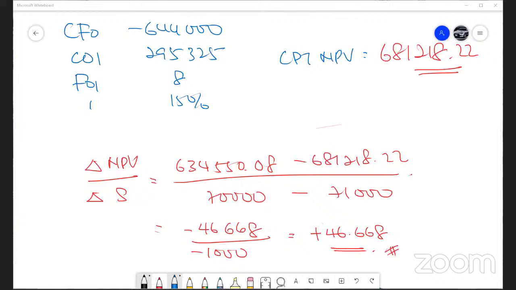The next question here, C. What is the sensitivity of OCF to changes in variable cost figure? So just now you talked about the changes of NPV.